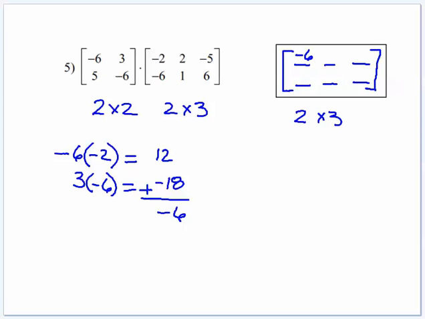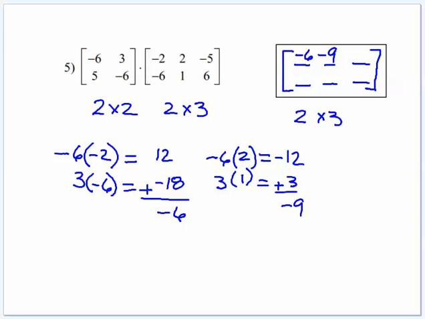We'll now step across to the second column of the second matrix. We're using our -6 and our 3 from row 1 of our first matrix, and it now goes with the 2 and the 1. -6 times 2 is equal to -12. 3 times 1 is 3. I'm going to add the products. -12 plus 3 is -9, and the answer goes here, -9.